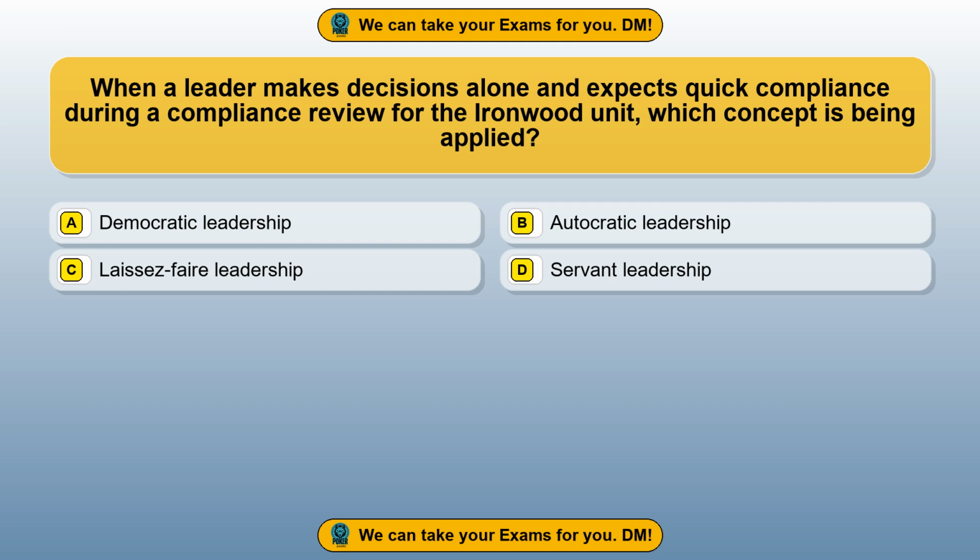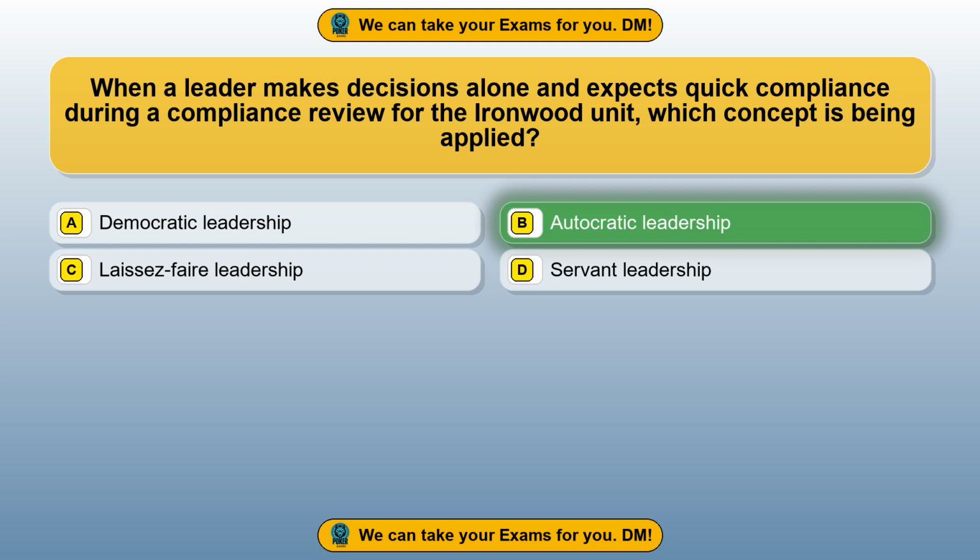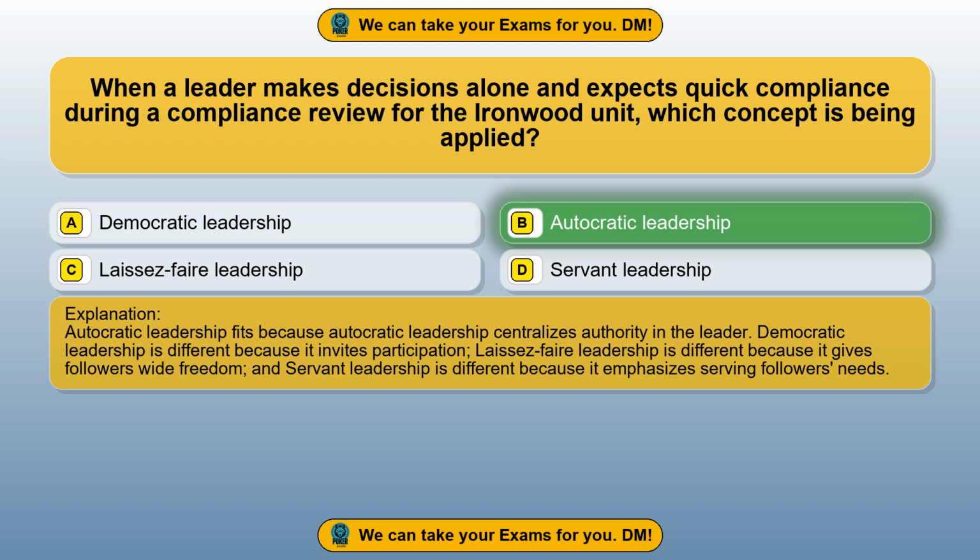Question 64. When a leader makes decisions alone and expects quick compliance during a compliance review for the Ironwood unit, which concept is being applied? Option A, democratic leadership. Option B, autocratic leadership. Option C, laissez-faire leadership. Option D, servant leadership. The correct answer is option B, autocratic leadership. Autocratic leadership fits because autocratic leadership centralizes authority in the leader. Democratic leadership is different because it invites participation, laissez-faire leadership is different because it gives followers wide freedom, and servant leadership is different because it emphasizes serving followers' needs.